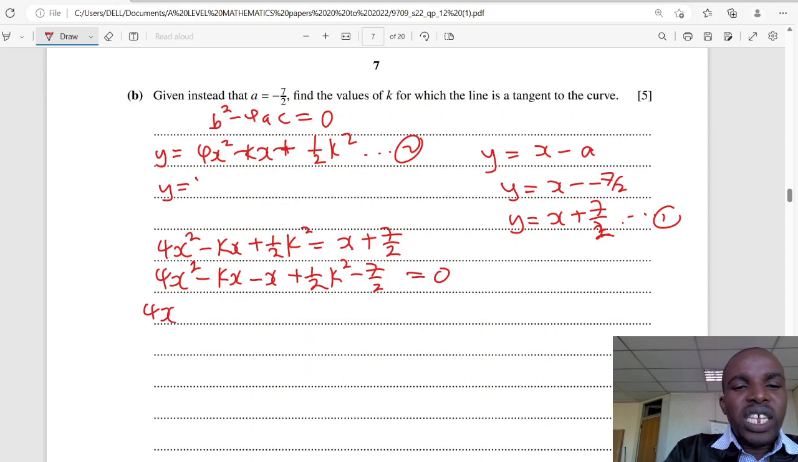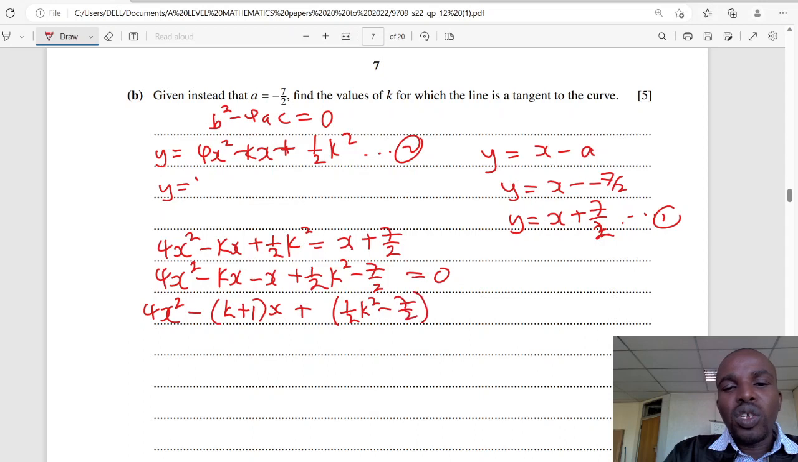So here it will be 4x squared, only one item. Then on this part, let's factor out minus x. Actually, it will be k plus 1 if you factor out minus x. So you get something like this. Then plus half k squared minus 7 over 2 is equal to 0. So this part will become your a, this part will become your b, and this part will become your c.